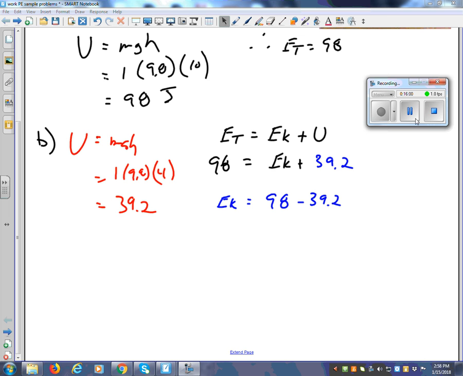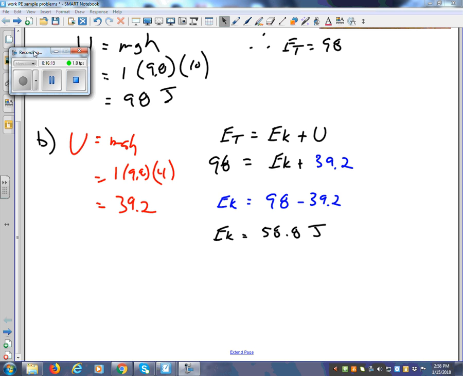Which means that our kinetic energy, what was the amount, Brett? 58.8 joules, right? But it actually asks for the velocity, right? Okay, so now we're going to say EK is equal to mv squared over 2. The EK is 58.8, mass is 1 kilogram, V squared over 2.